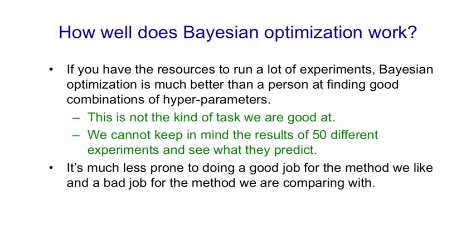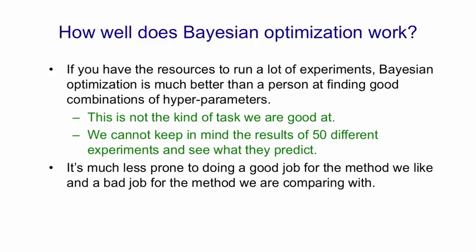One final reason why Gaussian process models are a very good way of setting the hyperparameters is they're much less likely than a person to cheat. Typically when we're doing research, we want to compare a new method that we thought of with some old or standard method. And there's a very strong tendency to work harder to find good hyperparameters for our new method than for the stupid old method.